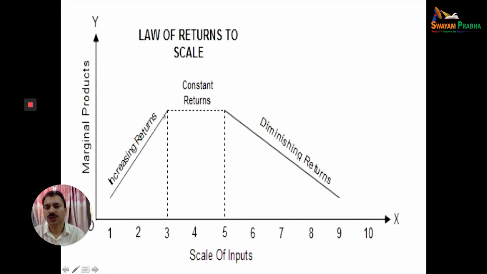And here up to 3 is the increasing returns. When the scale of inputs changes, the output changes at an increasing rate. But here, when we change the scale of inputs, output remains constant, then we can see this constant return to scale. Whereas diminishing returns means as inputs change, the marginal returns are diminishing. Here, diminishing return to scale.